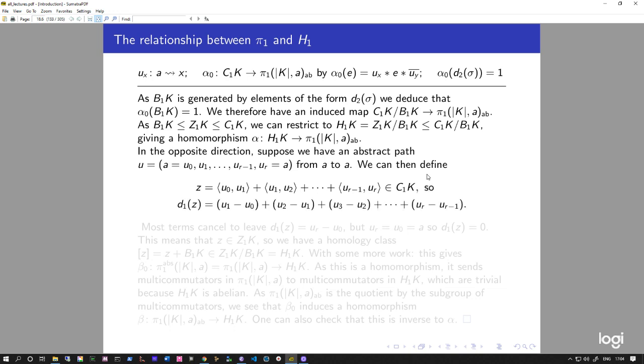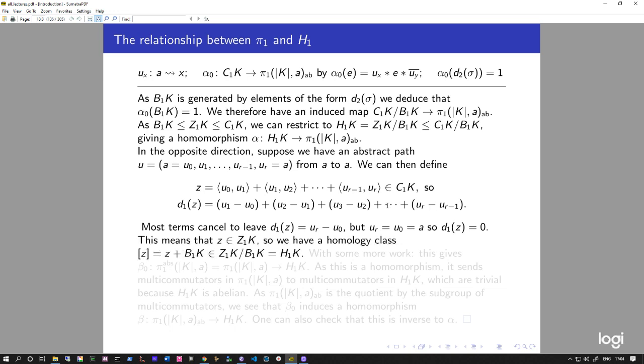And we've seen this kind of thing before, because everything lines up neatly when you take D1 of this. Most of the terms are going to cancel out, and you just get the end term UR minus the initial term U0. But by assumption, this was an abstract loop starting and ending at the same point A. So D1Z is UR minus U0. They're both equal to A, so D1Z is actually just 0.